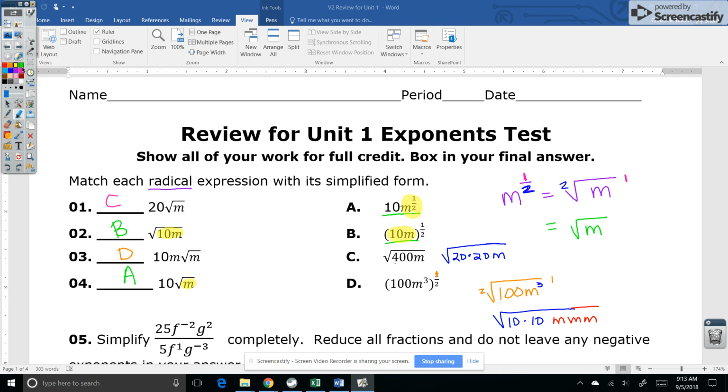The reason why the square root of 100 is 10 is because 100 is 10 times 10. I can do the same thing with my m's. M cubed is m times m times m. I'm looking for a square root, so I'm looking for a pair. So I do have a pair of 10s and a pair of m's. Pair of 10s, pair of m's. And then I have a leftover m that's going to stay underneath the radical.